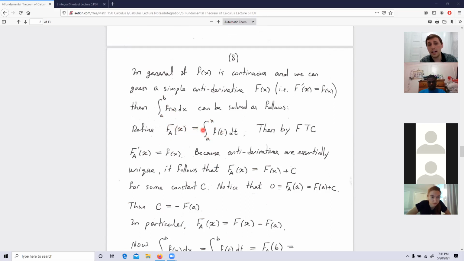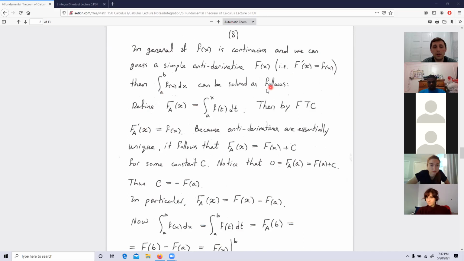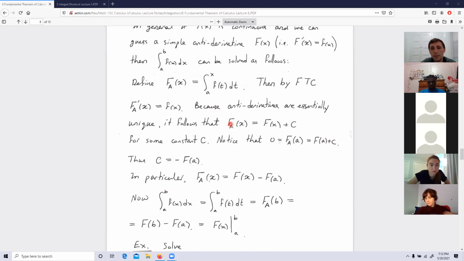Now I know this is an antiderivative of little f, and if I'm lucky enough and I am able to find another antiderivative, call it capital F, then what do I see? I see that capital F sub a is capital F plus c. And how do I find the constant c, guys? What value do I put in? Obviously, for this function, only the little a is the easy value. So I put little a, and that makes it 0. Do you see that? And putting little a in, I have capital F of a plus c.